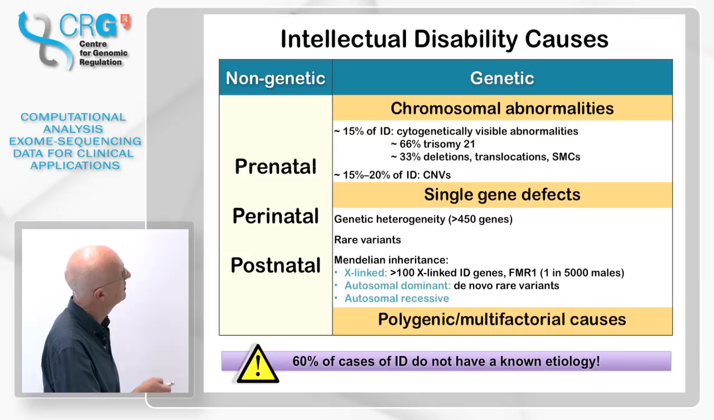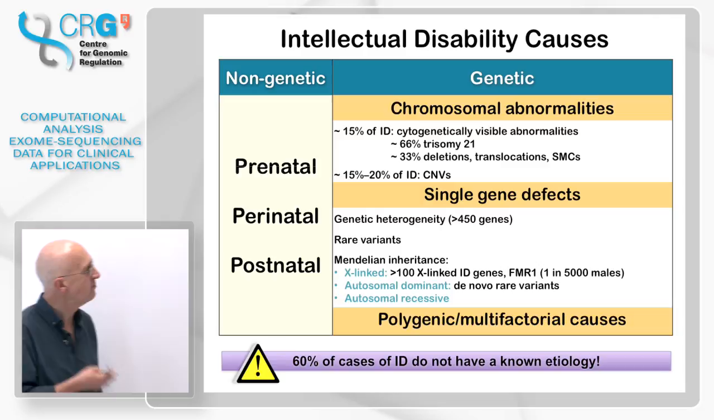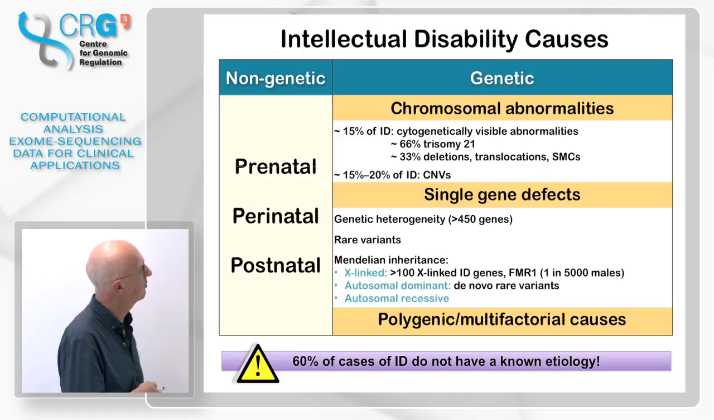The other example is related to intellectual disability, and I think that on Monday you also had several examples of that, in which many studies show that exome sequencing is very successful in the identification of genes responsible for mental retardation or intellectual disability.